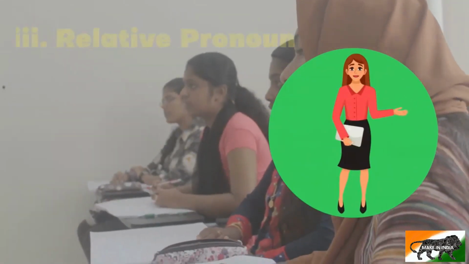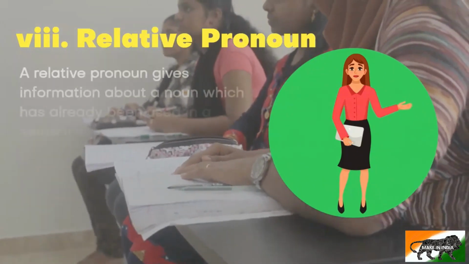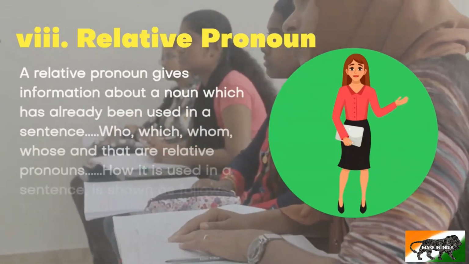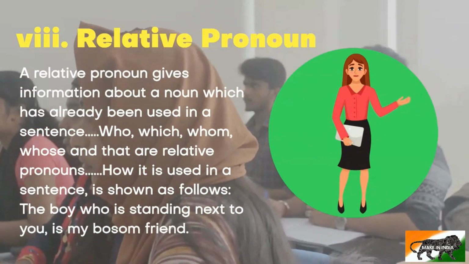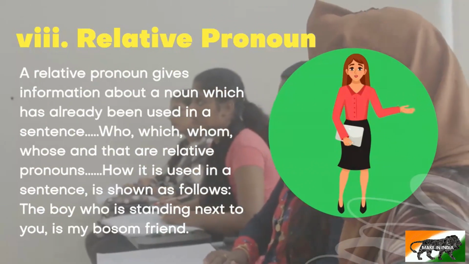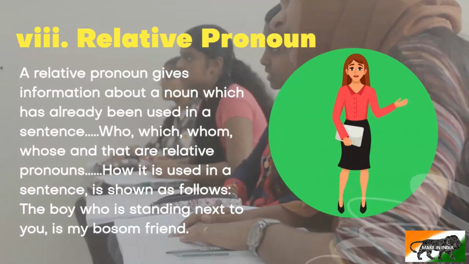In this slide we will discuss the relative pronoun. A relative pronoun gives information about a noun which has already been used in a sentence. Who, which, whom, whose and that are relative pronouns. How it is used in a sentence is shown as follows. The boy who is standing next to you is my bosom friend.